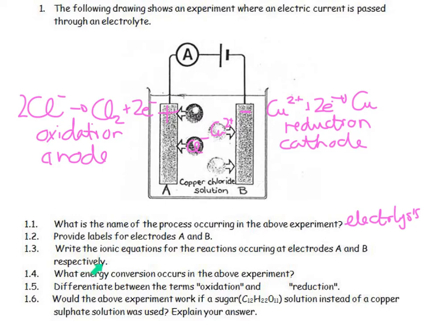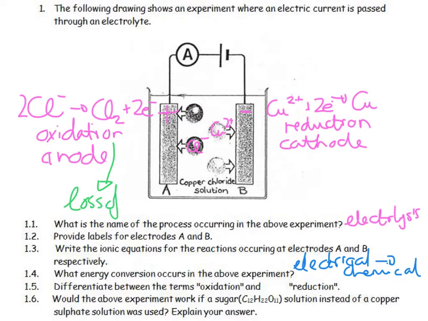Metal. What energy conversion takes place in the above experiment? It is electrical energy becoming chemical energy, because we break up chemicals using an electric current. Differentiate between the terms oxidation and reduction. This is just definition work. Oxidation is the loss of electrons, and reduction is the gaining of electrons.